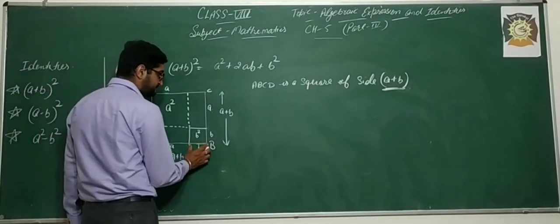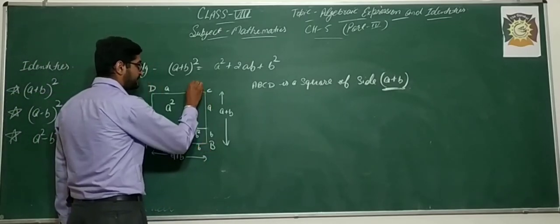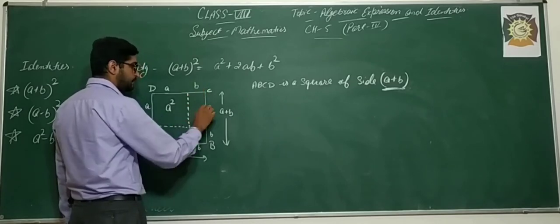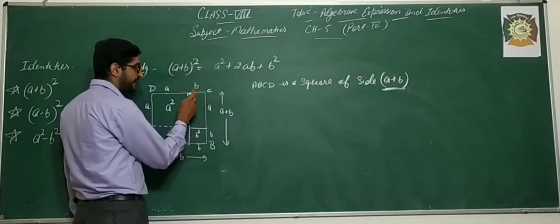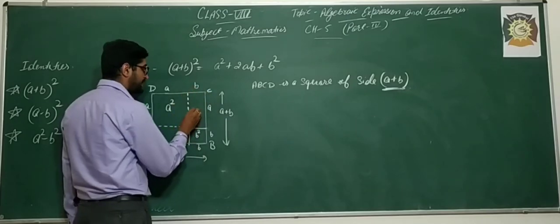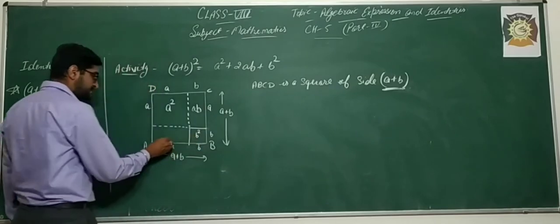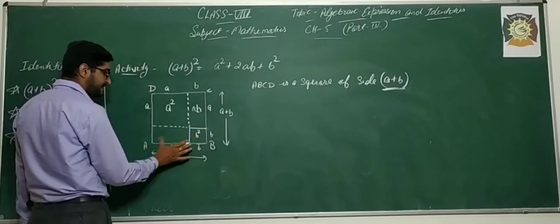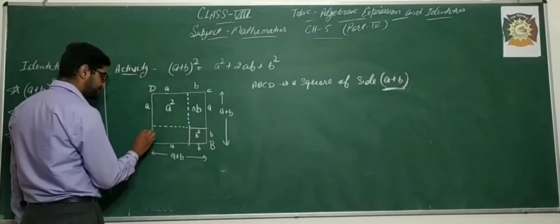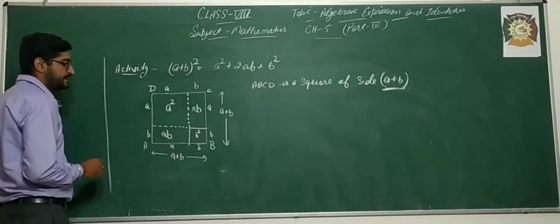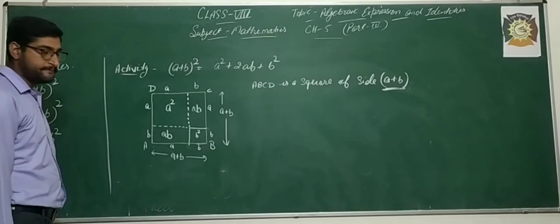This value is b, so this value is b. It forms a rectangle whose length is a and breadth is b. So finally its area will be ab. Same here: this value is a and this value is b, so the area of this rectangle is also ab.